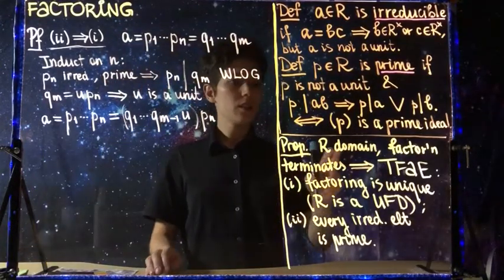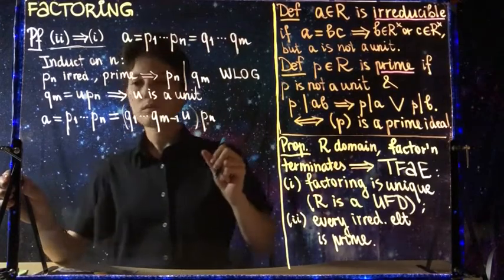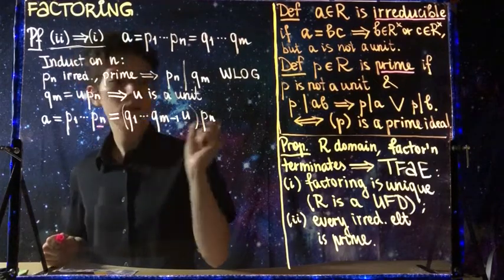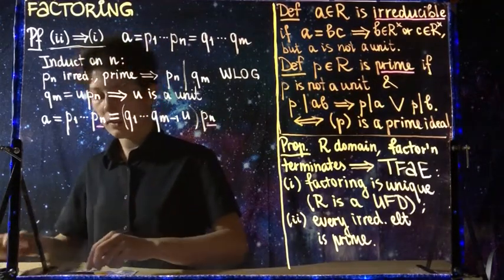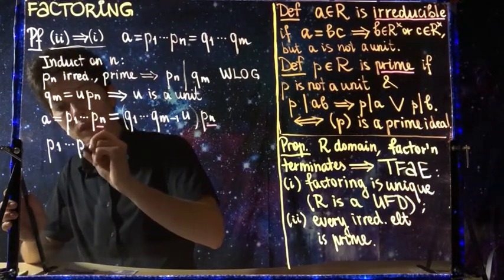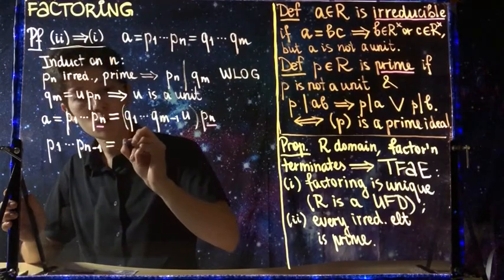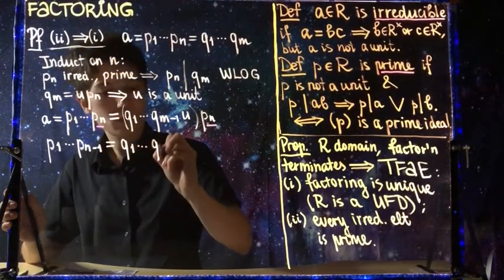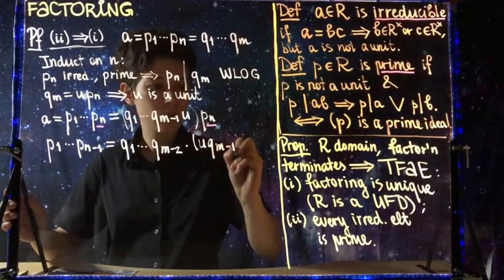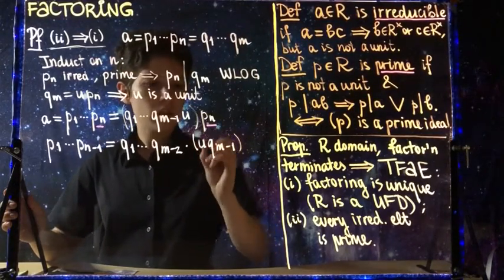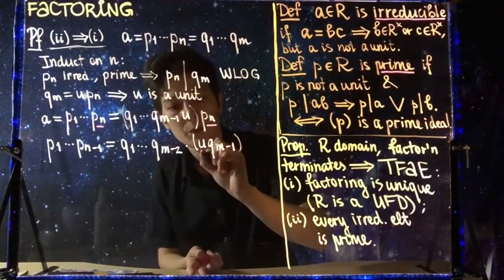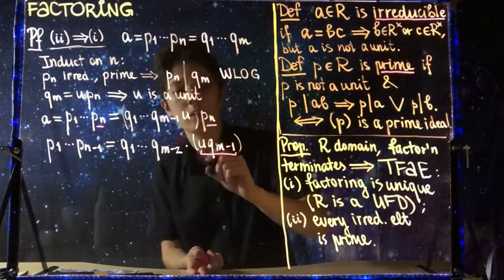And since the ring is a domain, it satisfies the cancellation property, so we can cancel out Pn on the two sides and get another equality of two factorizations: P1 through Pn minus 1 is equal to Q1 through Qm minus 2 times U Qm minus 1. And note that here this product is still an irreducible element, because we are changing an irreducible element by a unit.